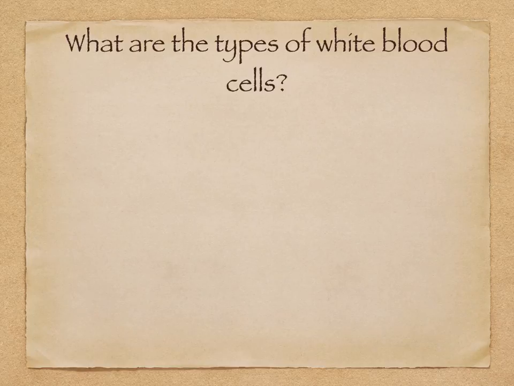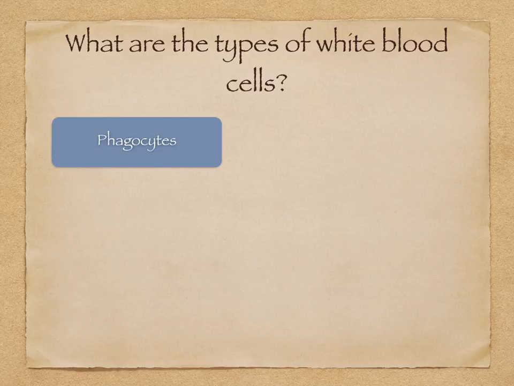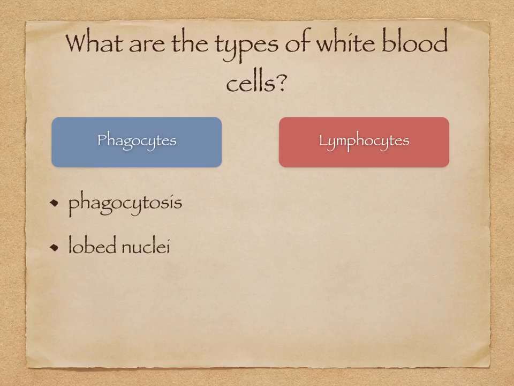Okay, what are the different types of white blood cells? Well, white blood cells can be divided into two groups based upon how they carry out their function to protect the body against infection. You've got phagocytes and lymphocytes. Phagocytes remove microorganisms and dead material by a process called phagocytosis. How to recognize them? They've got lobed nuclei.